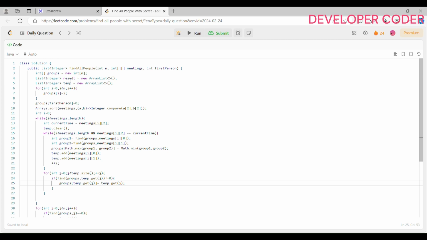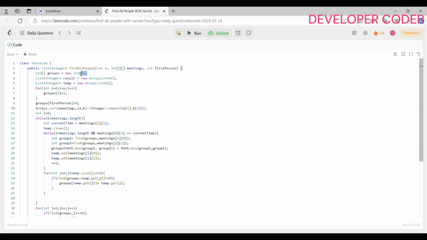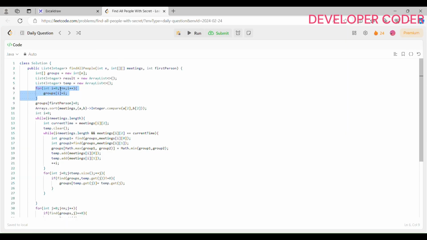So here first, this is around 43 lines of code. Here I am creating one groups array, and in the result I am going to store my result. In this temporary list I am going to store the temporary persons who are involved in a particular meeting at the same time, and then I have assigned each person the same group. Okay, so here 0 is group 0, 1 is group 1. That's what I'm doing here.